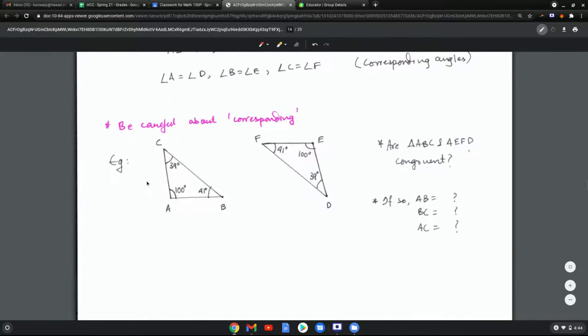For example, here, let's say I have these triangles ABC and FED or EFD. The question is, are they congruent? First of all, let's see. This angle equals this angle, 100 equals 100, and 41 equals 41. So yes, they are congruent.